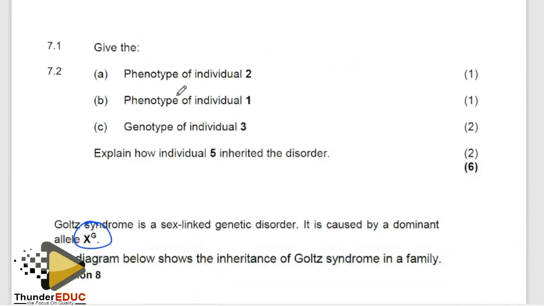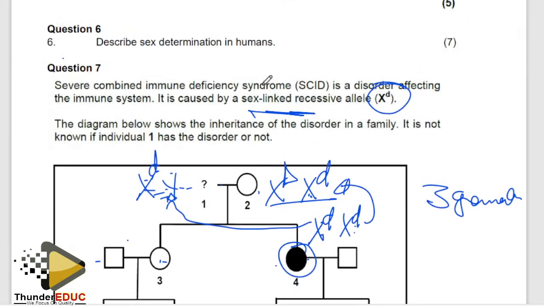Then the phenotype of 1. We have identified that this person, because they have produced a kid who is sick, therefore one recessive allele came from here, another recessive allele came from here. And remember, this is a male. Therefore, this individual is affected with the disorder.